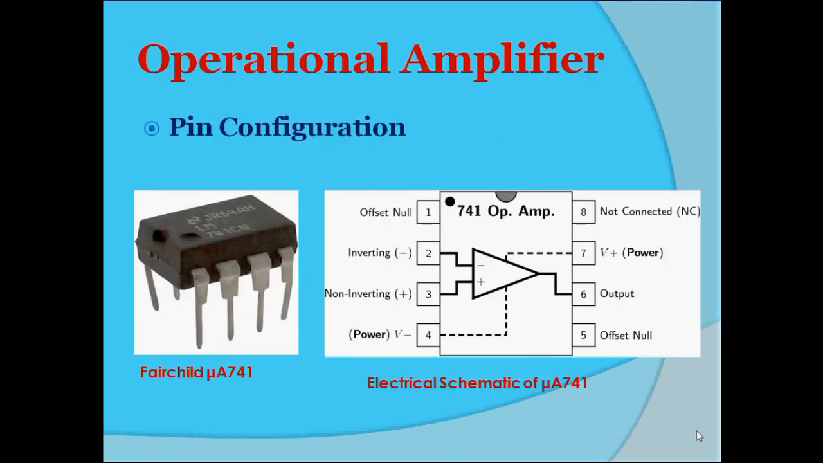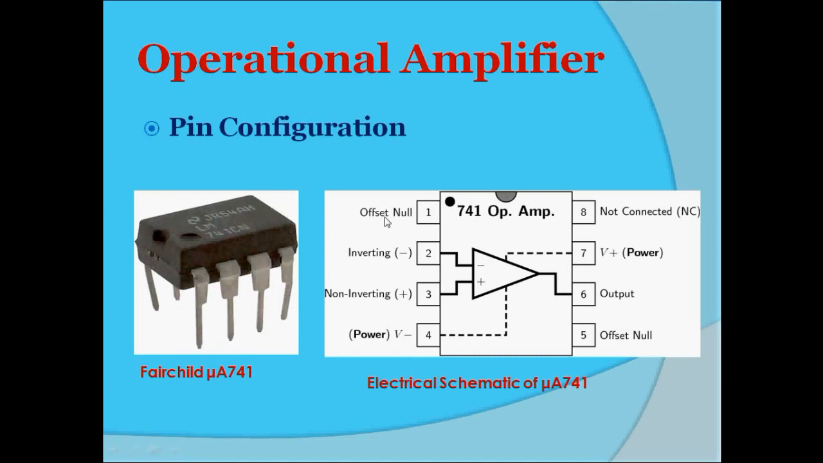This is the pin configuration of the operational amplifier. Operational amplifier ICs are available in 8 pin, 12 pin and 14 pin packages. This is the Fairchild IC µA741 with an 8 pin package. In the 8 pin package configuration, with the given notch we can identify pin number 1 from the left here.